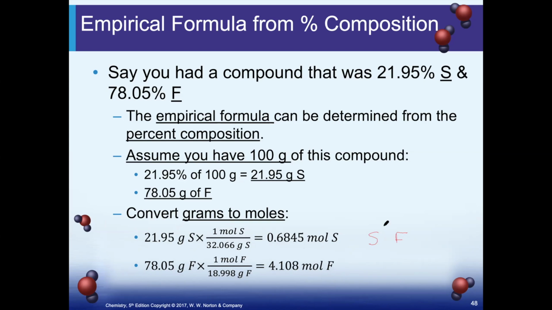This compound has sulfur in it and fluorine in it. So I could put as a subscript 0.6845, and as a subscript on the fluorine 4.108, okay? But we typically don't like to put subscripts that aren't nice, whole, integer type numbers. So now we're going to talk about how to fix this, how to make it prettier, basically, right? Okay, so erase that, advance the slide.